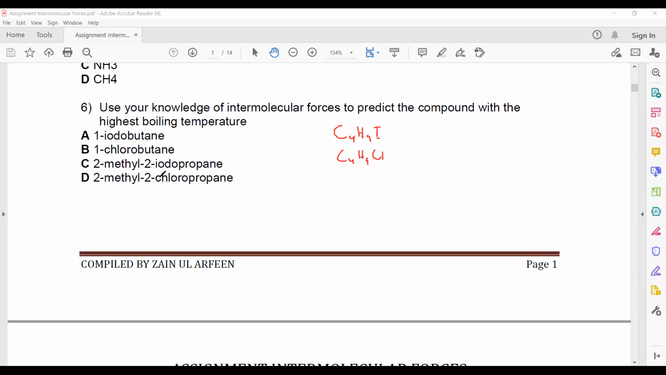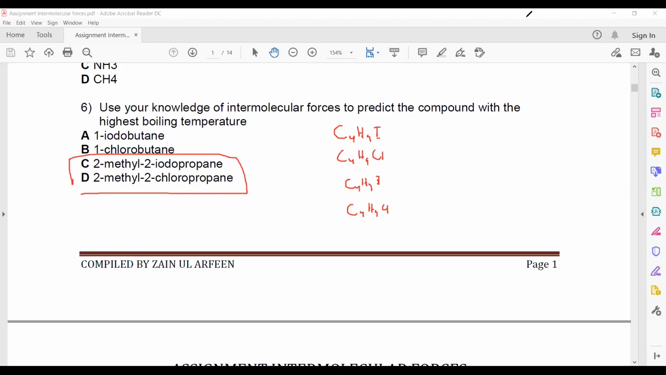2-methyl-2-iodopropane and 2-methyl-2-chloropropane. They both have the same number of carbon atoms. This will also be C4H9I and C4H9Cl. First thing, because we need the highest, it should be a straight chain. So these are the straight chain carbons, and this shows there is a branch. So it cannot be C or D. They all have the same number of carbon atoms, but this one is a branch, so it cannot be C or D. What about A and B?